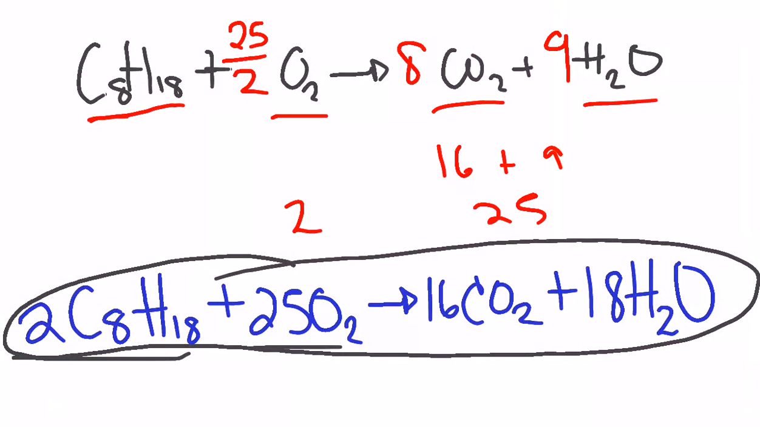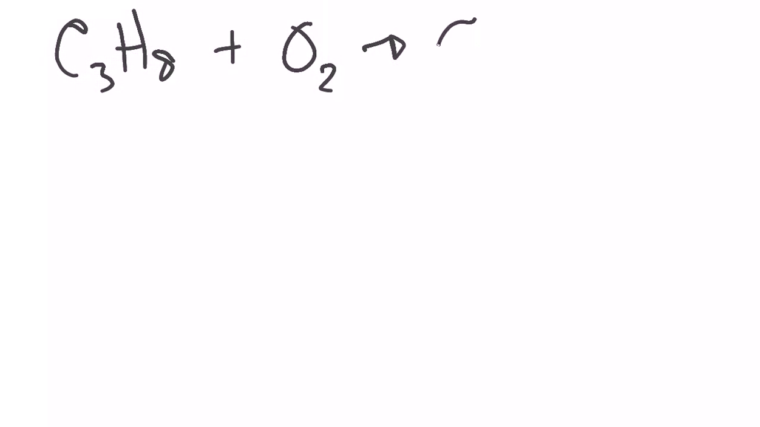Let's do another one just to get the hang of it. So let me make up another one. Maybe I can get one from your book. Let's do this one, C3H8. This, by the way, is propane. Plus O2 yields carbon dioxide and water. Again, another combustion reaction. Let's look at the thing that's the most complicated. So let's look at propane first.